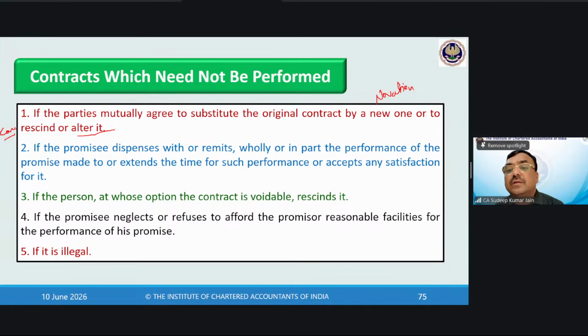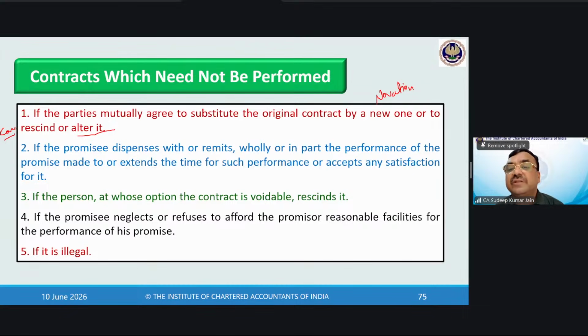And the second point: contract need not be performed. If the promisee dispenses with or remits wholly or in part the performance of the promise made to him, or extends the time for such performance, or accepts something else. For example, the contract was entered between A and B for supply of wheat of grade 1, but at the due date, he said, sir, in place of grade 1, please supply grade 2. So change of terms. The second point is connected with alteration, right?